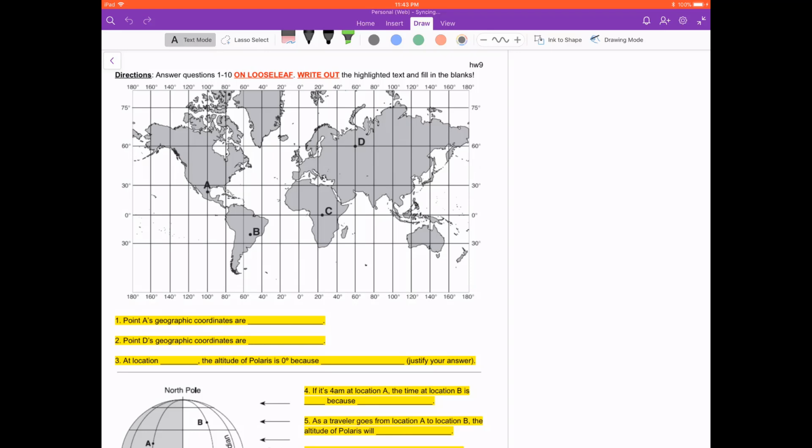On this homework you have 10 questions to answer, and I want you to write out the entire question along with your answers in the blanks. I don't want you to just write 1, 2, 3, 4, 5, 6, 7, 8, 9, 10 and then just put the answer like a number or a word. I want you to write it all out, so that's why I've highlighted all of these sentences.